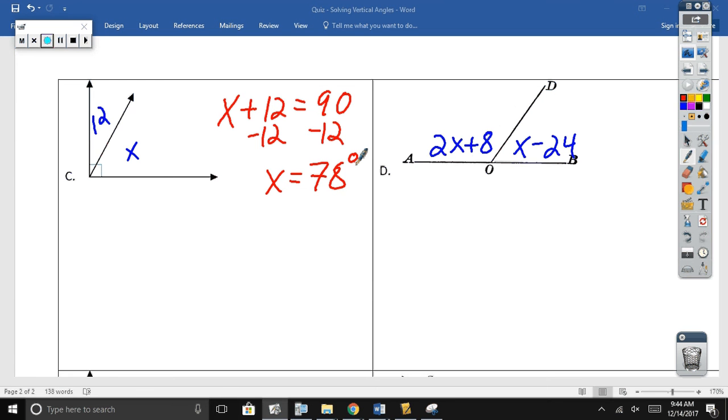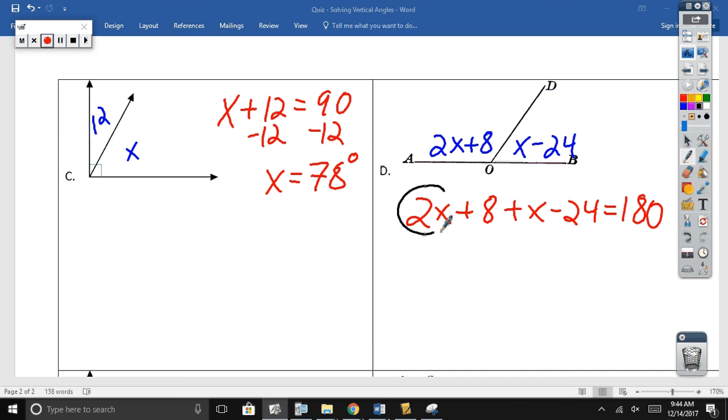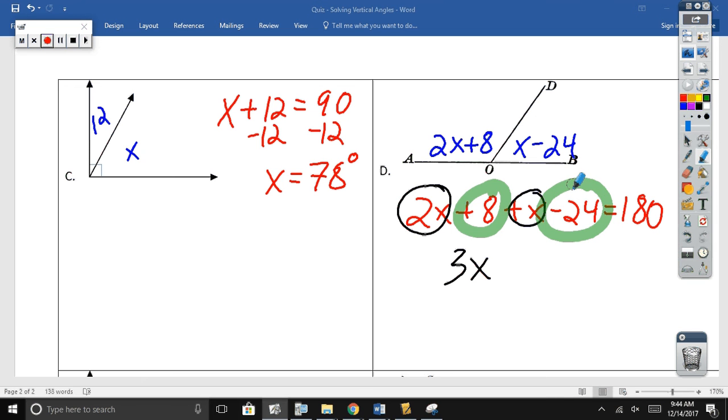Now in (8d), I tried to work in two problems of each, one a little easier, one a little more difficult. So since we already have the easy one for these two linear pairs, this one's a little more difficult. These two are linear pairs, which means 2x plus 8 and x minus 24 together give us 180. So we're going to have to combine like terms. If I have two x's and I add one more, I have 3 total. If I have $8 in my wallet and I owe someone 24, that means I am still short $16.